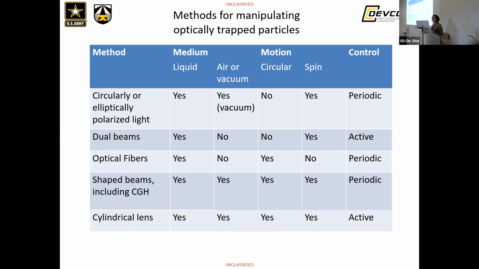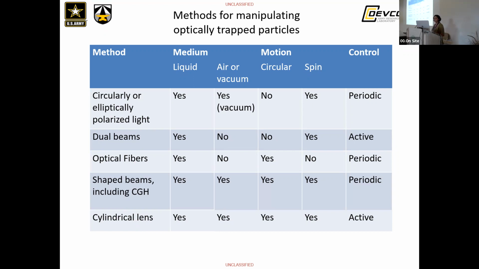And then you can do air or vacuum, and then there's different types of motions you can do, so circular or spinning motion. And then there's different amounts of control. So some of these will result in a periodic motion, and you can change the period, but you can't say stop the particle for analysis or change the direction of the particle. And some of these methods are more active. So for circularly or elliptically polarized light, you can do this in liquid or air, and you can rotate the particle this way, but this typically causes a periodic motion.